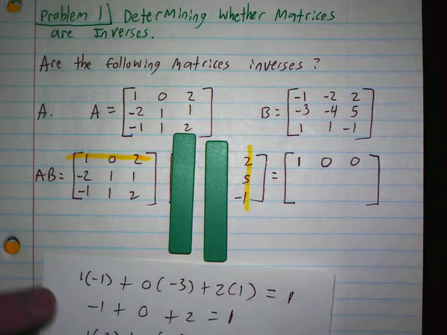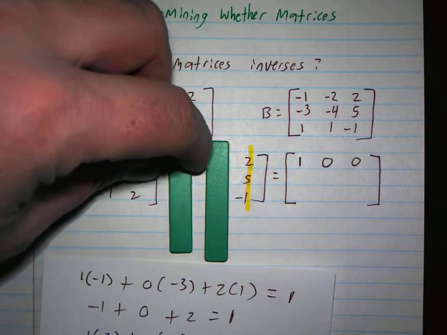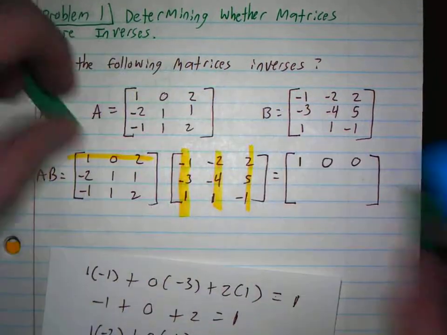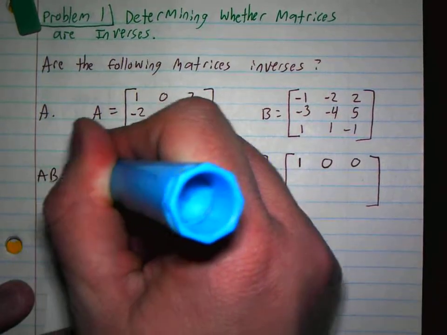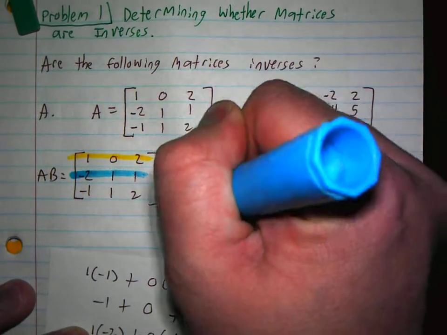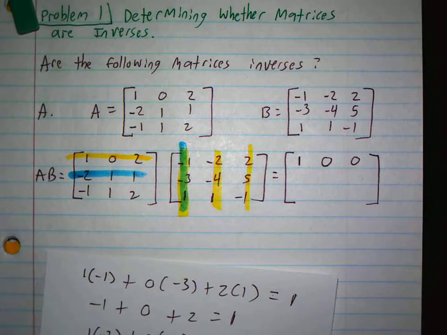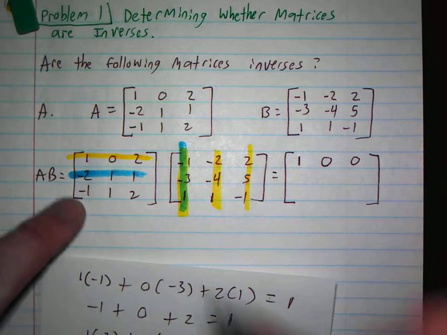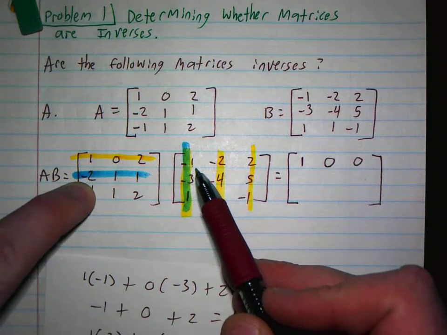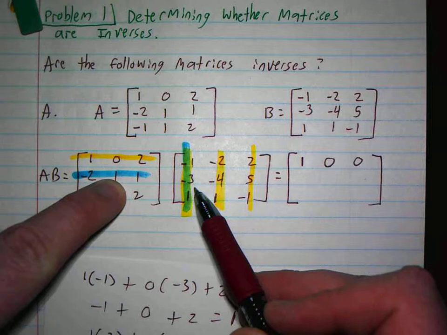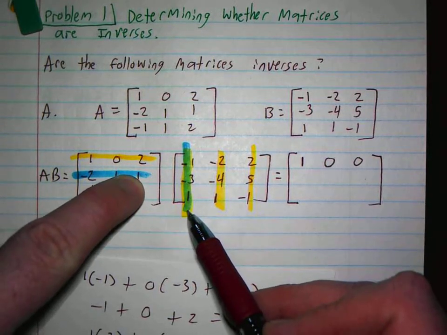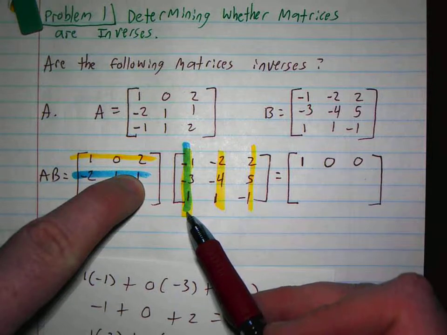Now, I'm going to go to my next row, which is this one. I'm going to take it times the first column, and that's going to go here, and there should be a 0. Okay? So -2 times -1 is 2, plus -3 plus 1. 2 plus -3 plus 1 is 0.